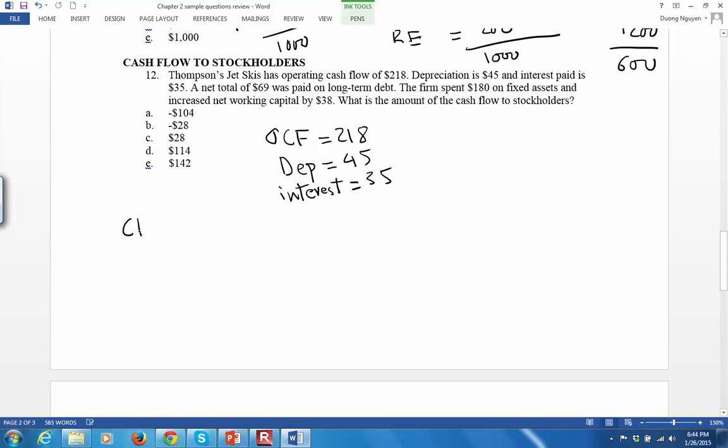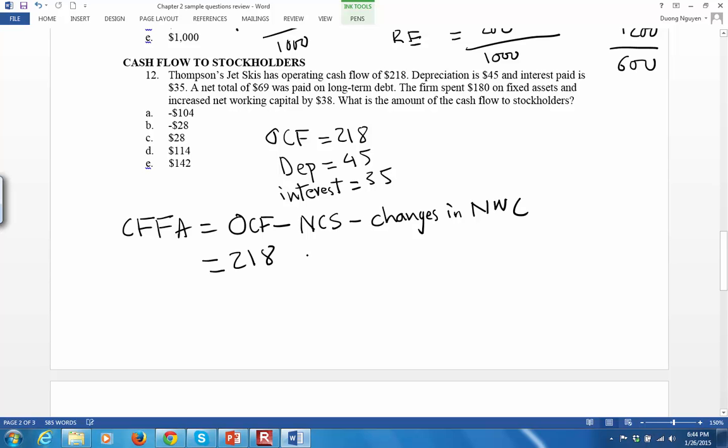First, CFFA is equal to OCF minus net capital spending minus changes in net working capital. So OCF is 218, minus net capital spending, which is how much the firm spent on fixed assets, 180, minus how much the firm spent on net working capital, which is $38. So this is exactly equal to 0. Cash flow from assets is 0.